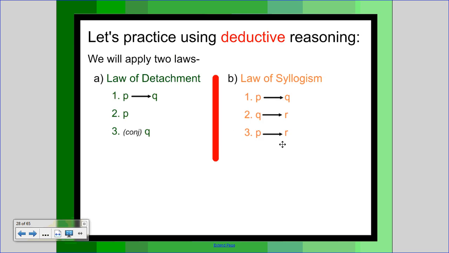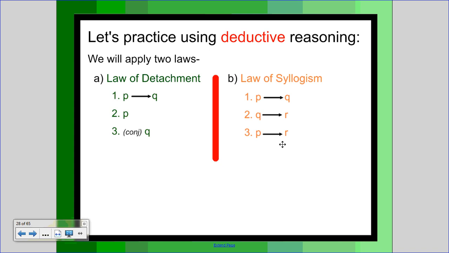Now, to practice deductive reasoning, we have to learn about two different laws, the law of detachment and the law of syllogism. When we use the law of detachment, it must follow a certain protocol. The first statement would read, if P, then Q, and it'll be a general statement. The second statement will be a specific statement in regards to P only. And then our third statement will be written for us in advance, or we'll write it ourselves, and that'll be our conjecture, but it'll be specific in regards to Q. So that's the pattern that we are going to use for the law of detachment.